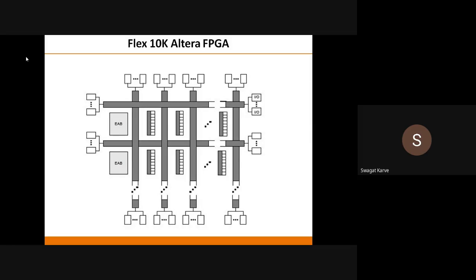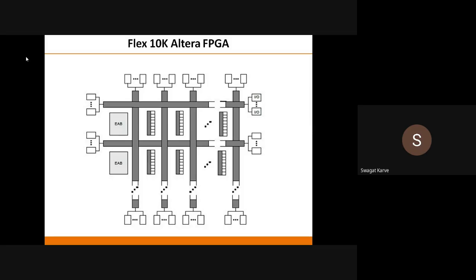So we have already discussed what do you mean by FPGA and what are the advantages of using FPGA. Now in today's lecture, we will discuss the actual architecture of the FPGA that is manufactured by Altera, and the series name is Flex 10K. So Flex 10K Altera FPGA, today we are going to discuss.